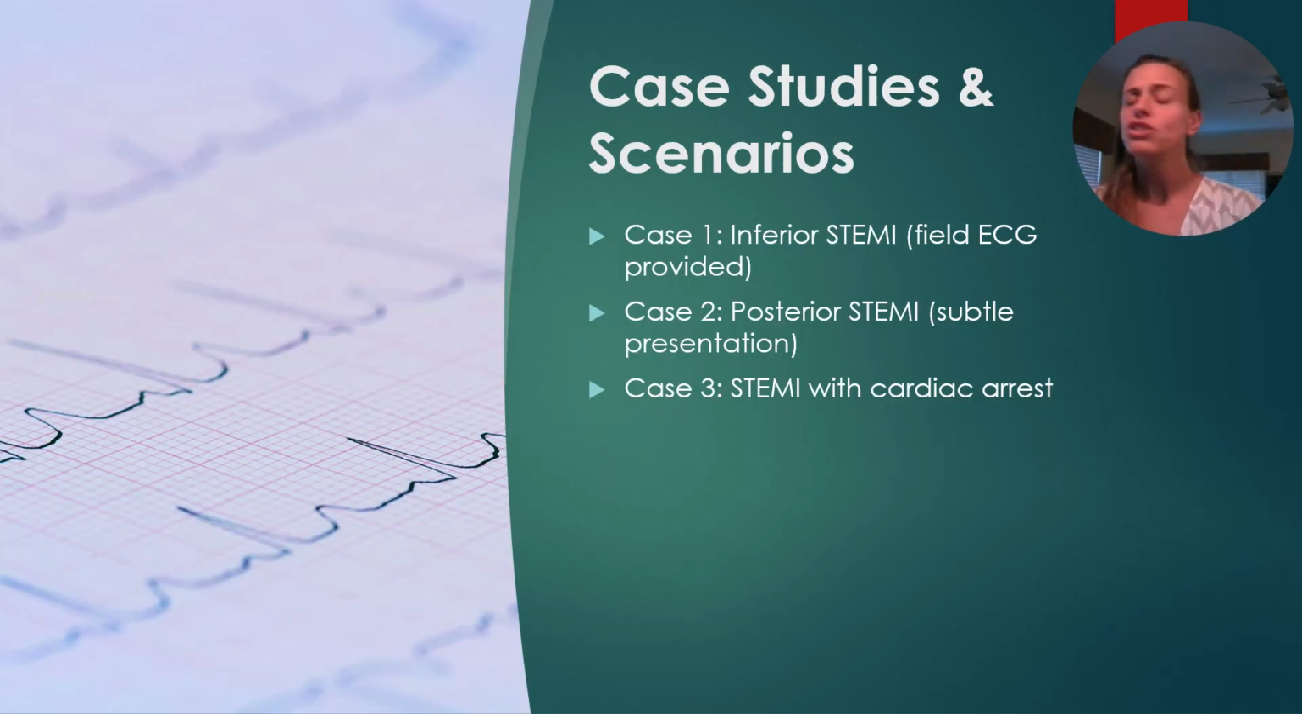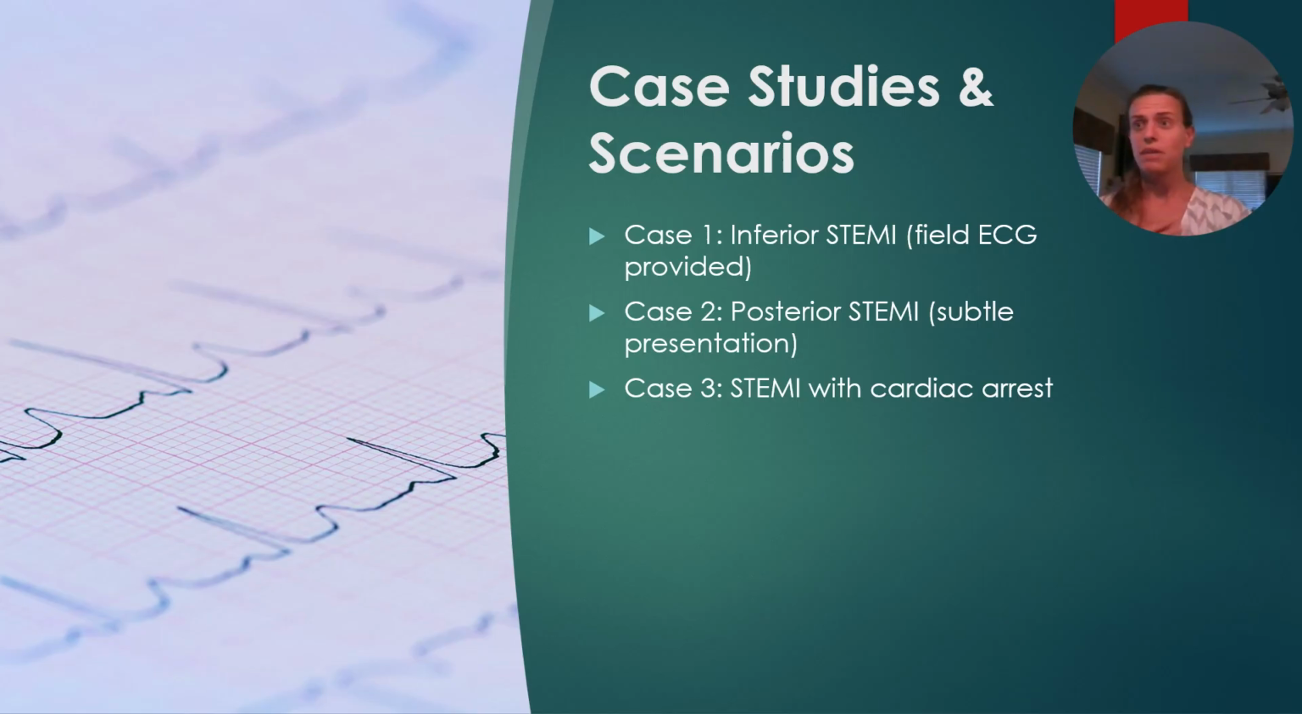So a couple just quick case studies, not really in-depth. If we think about an inferior STEMI, I actually did this backwards. So I was going to say a 56-year-old male with chest pain. Yeah, an EKG shows inferior STEMI. So what is your treatment and transport plan going to be?